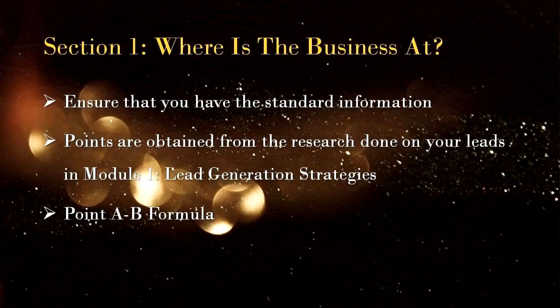Ideally, keep it to 2 paragraphs, with the first paragraph as point A and the second paragraph, you guessed it, as point B. This helps with clarity in your communication. These points are obtained from the research done on your leads in Module 1, Lead Generation Strategies, where you observed your lead's business, did online research, or interviewed them. Point A to B can also be expressed as problem and solution. Point A, of course, is the business problem or challenge, and point B is your proposed solution.